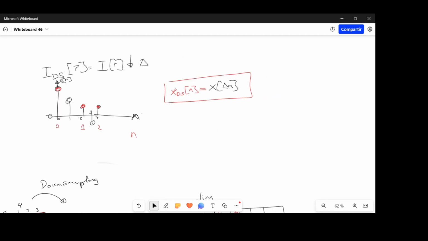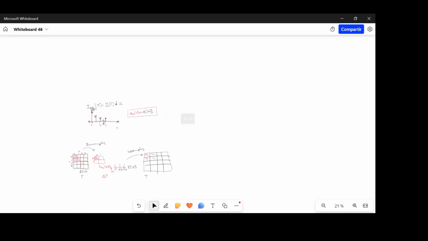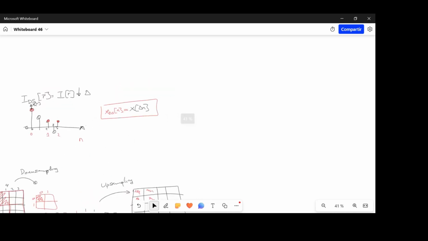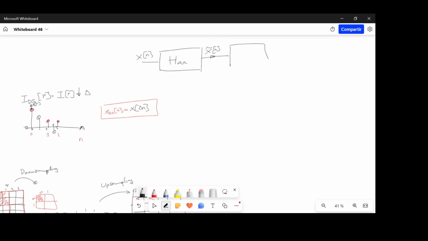And you know that downsampling has a problem. It's the problem of downsampling in general. Very easy. Before doing this operator, you have to put an anti-aliasing filter. I'm describing it with signals, but it is the same for images. Then you put the downsampling by a factor of delta. Now you have the downsampling.